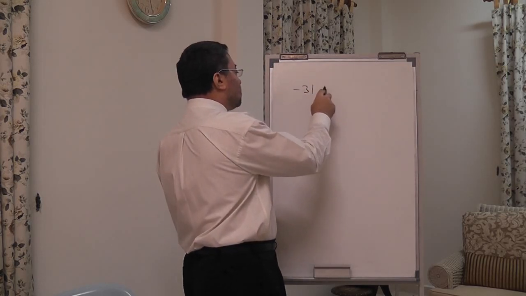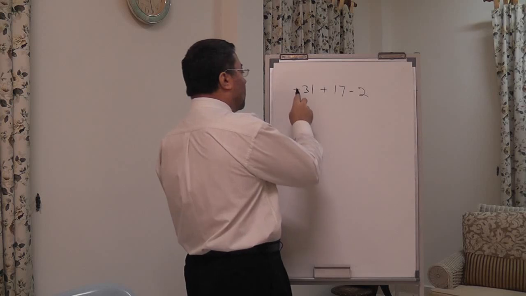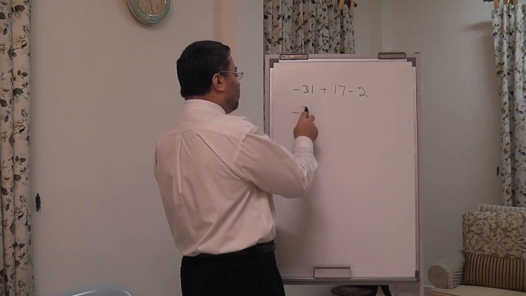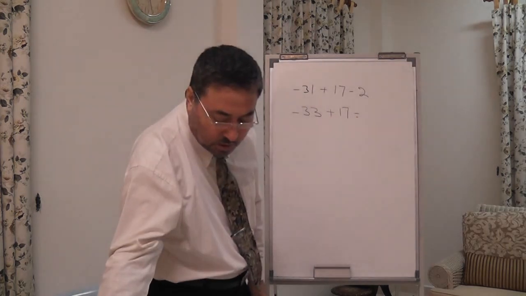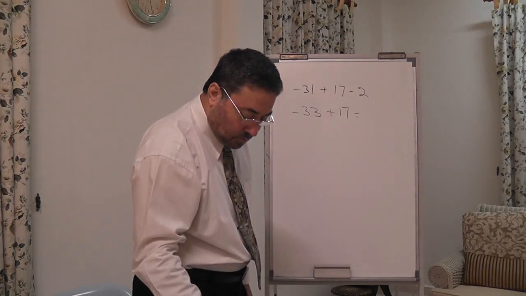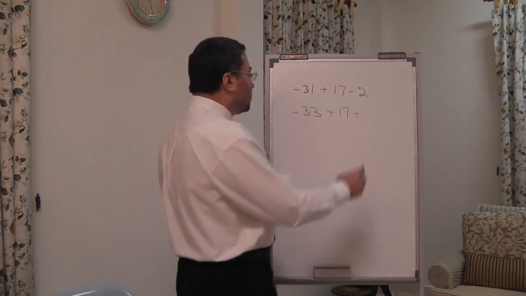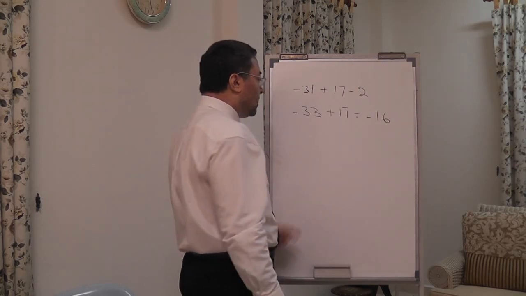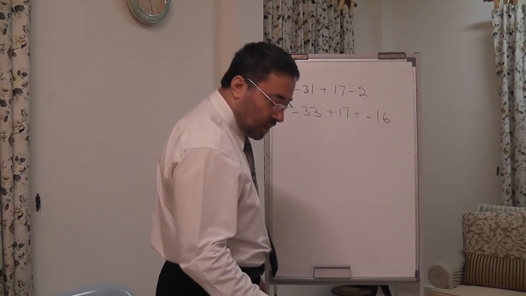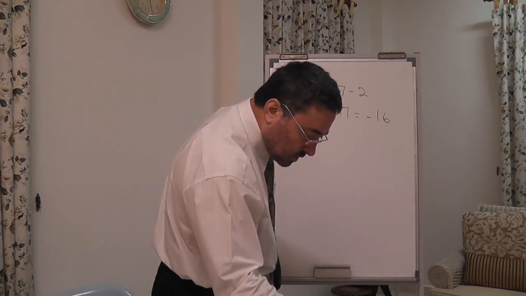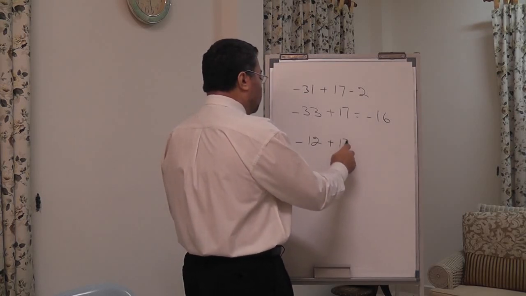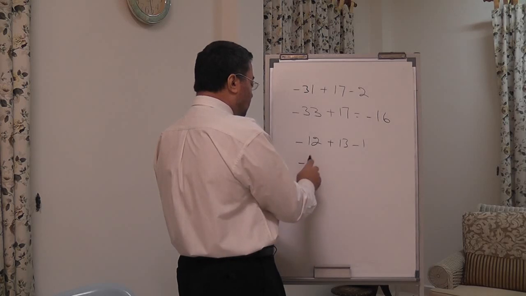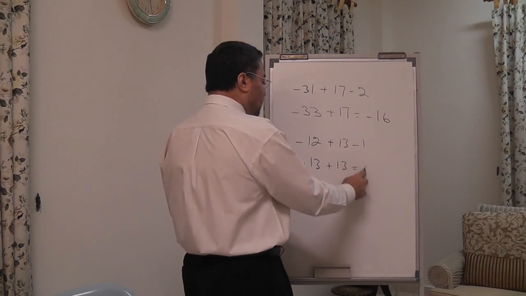Minus 31 plus 17 minus 2. These two are negative numbers, so we can add them, and that will be minus 33 plus 17. And here we can use our calculator. And the answer is minus 16. Again, we get the difference and the sign of the larger. Number 46, minus 12 plus 13 minus 1. We add these two, minus 13 plus 13, and the answer is 0.